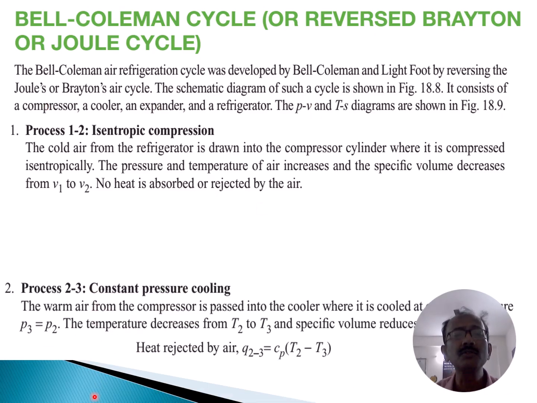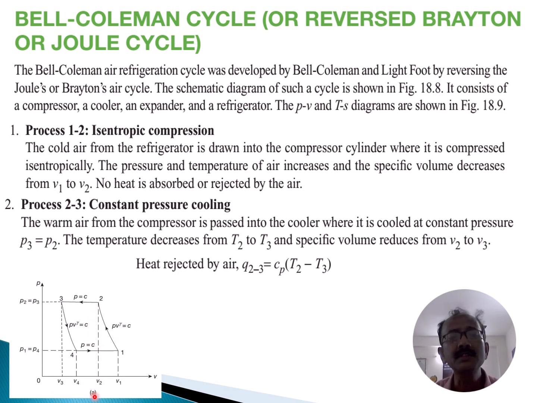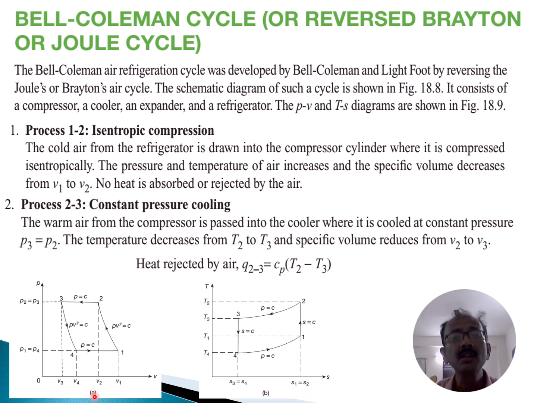First of all, I will show the processes, and this is the schematic diagram. It is the Bell-Coleman or Joule cycle. There are four processes. Process 1 to 2, so this is 1 to 2. It is clear that it is isentropic compression.